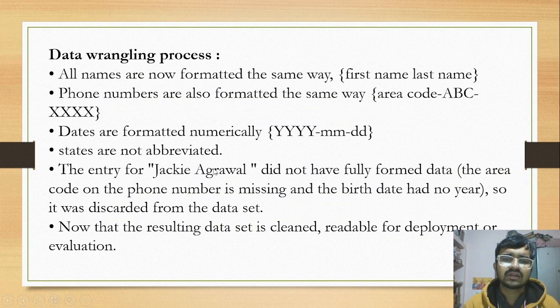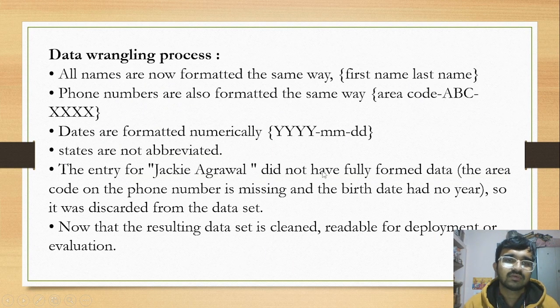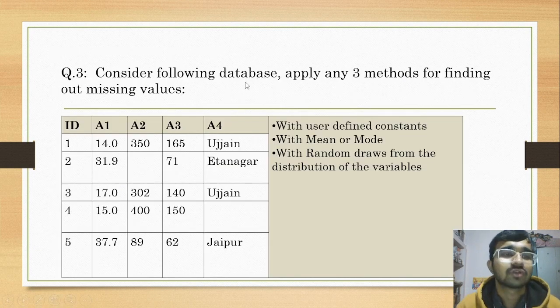And the entry for Jackie Agarwal didn't have fully formed data. The area code of the phone number is missing and the birthday had no year. So it was discarded from the dataset. Now the resulting dataset is clean, readable for deployment or evaluation. In this way, we have performed the data wrangling process on this database. Now let's move forward to our next question, that is question number 3.